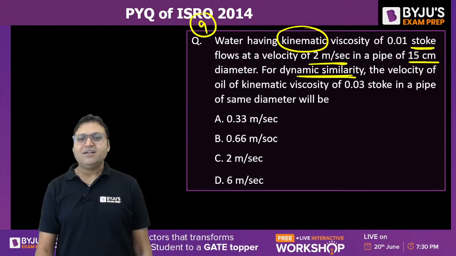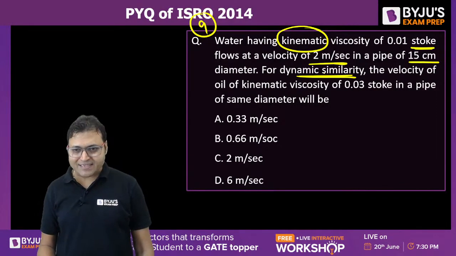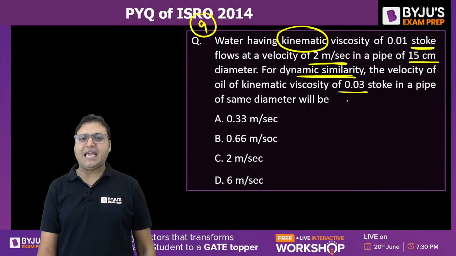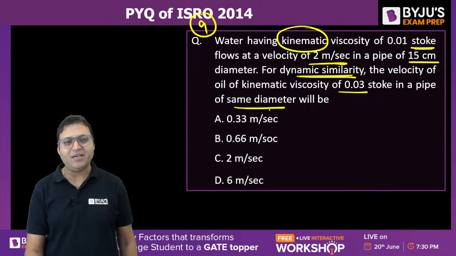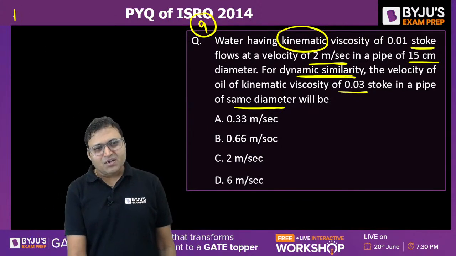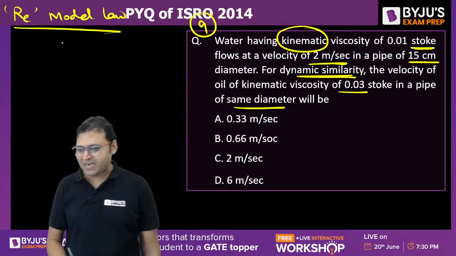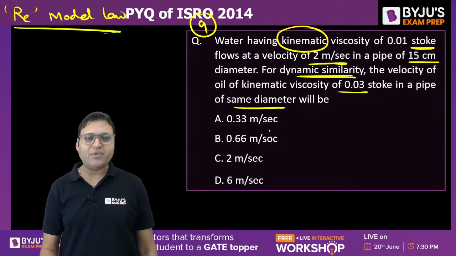Again, the question is from the model analysis. The velocity of oil of kinematic viscosity in a pipe of the same diameter will be. So can we say Reynolds model law will be used? What is the answer to this question? Question number 9. Can you guys let me know the answer?